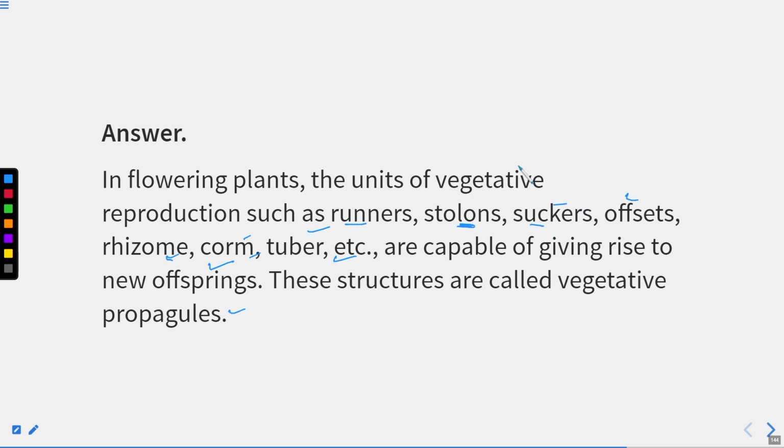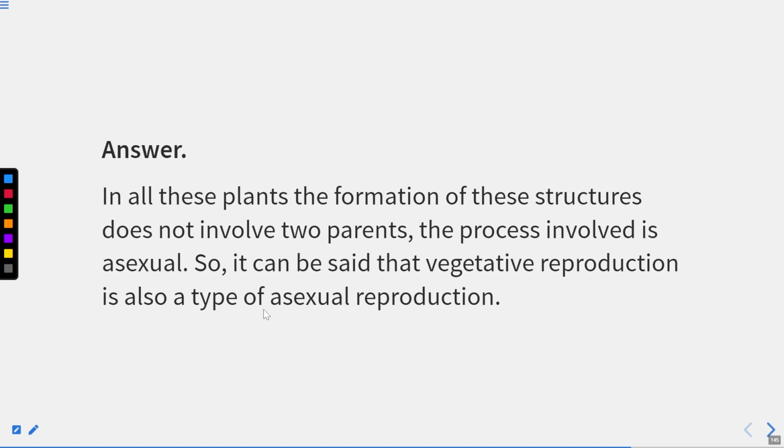So here you can see these structures, all of these vegetative propagules, these give rise to new offspring, means there is only one parent involved. Okay, and in asexual reproduction also one parent is involved. Okay, so we can say vegetative reproduction is a kind of asexual reproduction. Now in all of these plants, the formation of these structures does not involve two parents. Okay, only a single parent is involved. Two parents are involved in sexual reproduction. The process involved is asexual because two parents are not involved. So it can be said that vegetative reproduction is also a type of asexual reproduction.